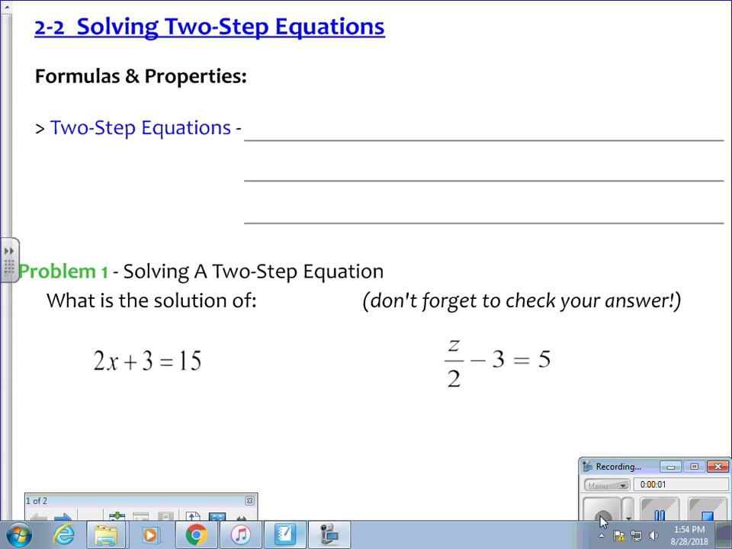So, solving two-step equations. All the ones we did yesterday were one-step equations. Today it's going to take 2 steps to solve them.